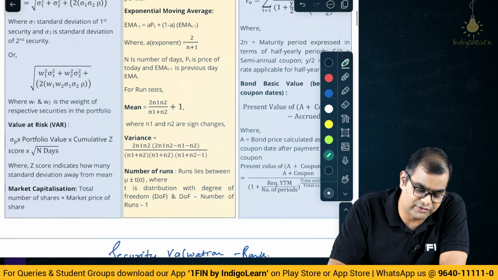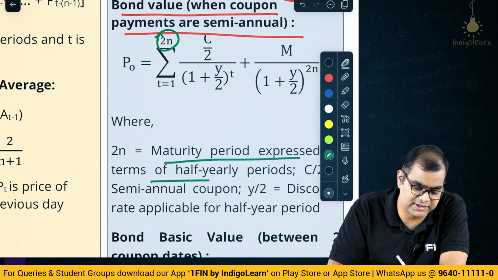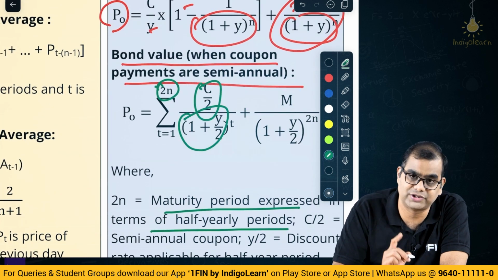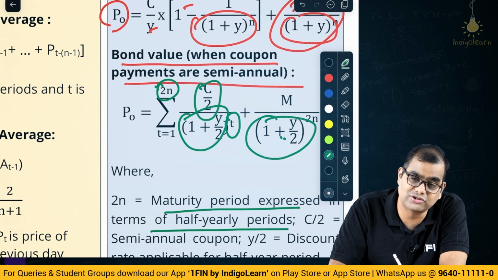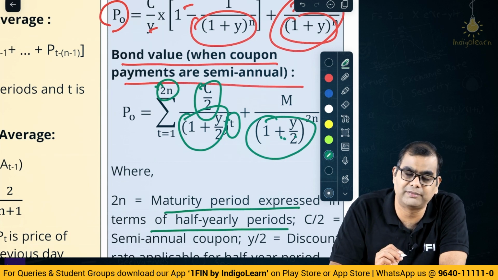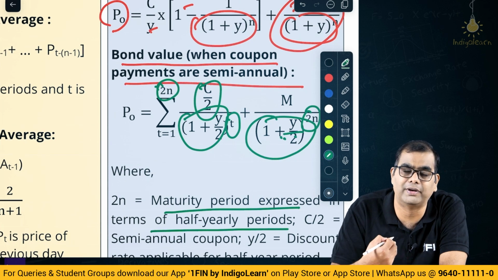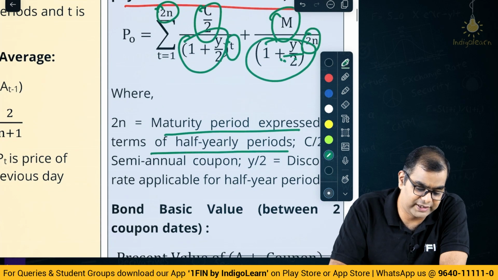If you come back and look at this formula, sigma up to 2n, what is n? 2n is the maturity period expressed in terms of half-yearly periods, and C by 2 is the coupon, Y by 2 is the yield also halved, t for every half year you take as 1, and here 1 plus Y by 2, again raised to the power of 2 times the number of years. You divide the interest rate by 2 and you multiply the years by 2. That is what you have done. That is how you get it if it is semi-annual.